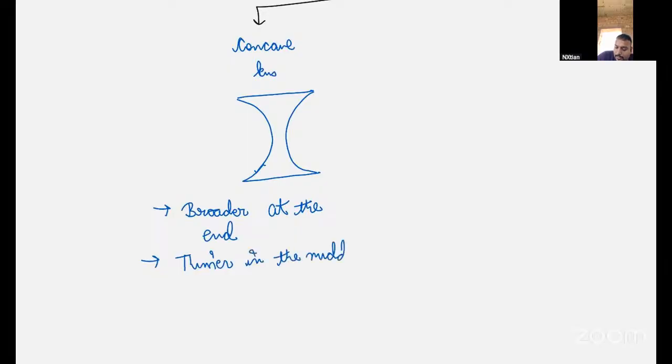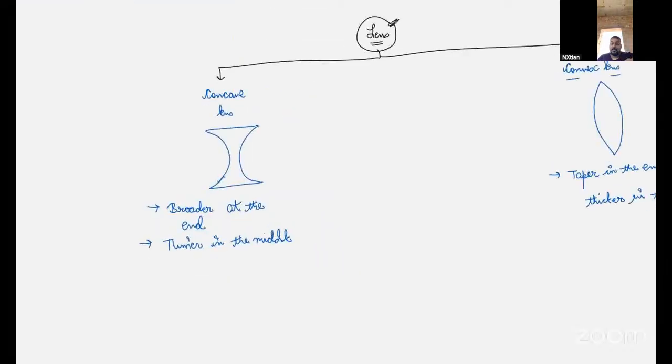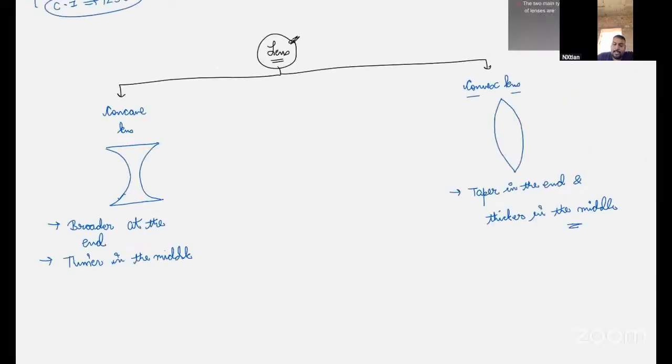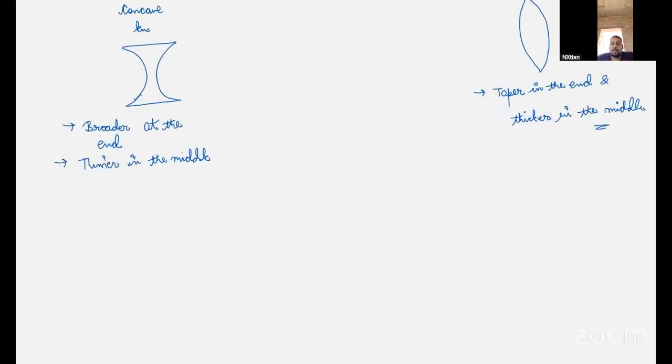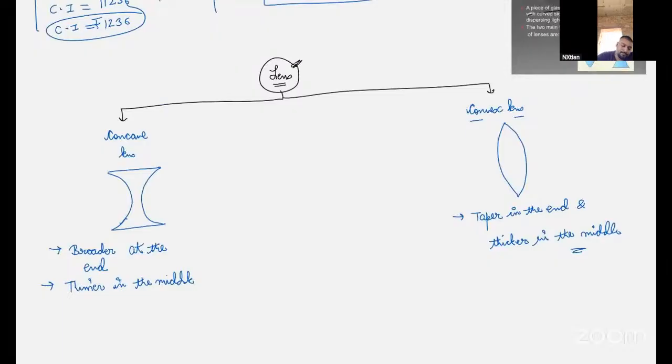Yes, somebody is saying something. By taper, you meant thin, right? Yeah, taper means thin only. So you guys can see that concave and convex are both opposite in nature. How? This is thinner in the end, thicker in the middle. This is thinner in the middle, thicker in the end. Of course, they are opposite to each other. Hence, they share different properties.